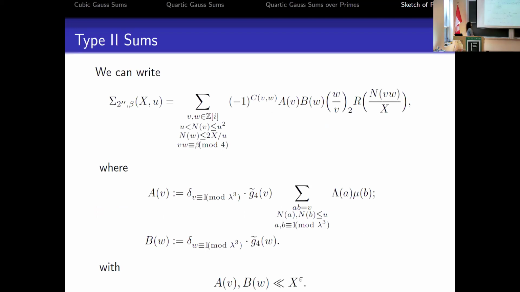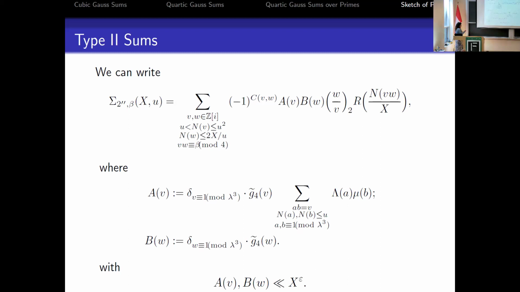All right, so let's see. For the type 2 sums, that's not how it shows initially after you apply Vaughn's identity, but with a little bit more work and rearranging the terms, you can write it as such. And what is really nice is that now we don't have the quartic residue symbol anymore. We end up with the quadratic residue symbol, which will help us immensely in estimating this type of bilinear sum.